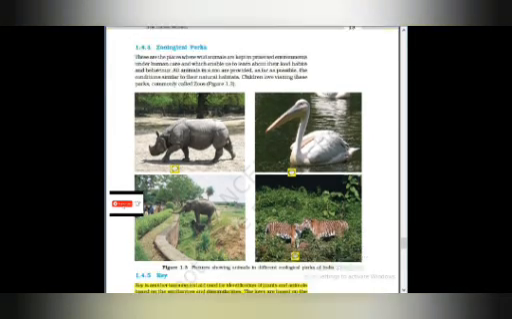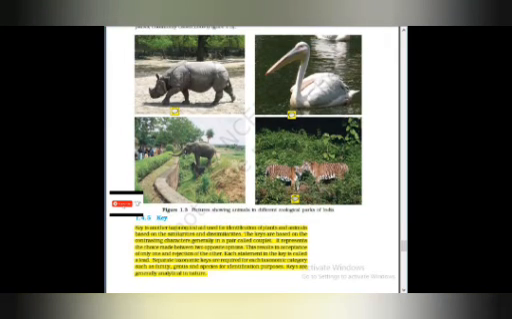So here is a task for you. This picture shows the different zoological parks or national parks in India. The rhinoceros is found in Kaziranga National Park in Assam. We have the swan, basically found in the Keoladeo National Park. And we have the tigers, found in the Jim Corbett National Park. And a task for you: you should mention a national park in India where the elephants are preserved. Sorry, not preserved, there is captive breeding of elephants.